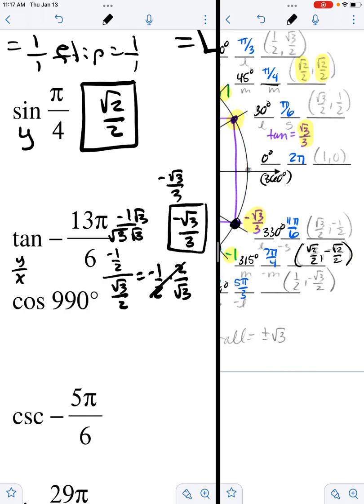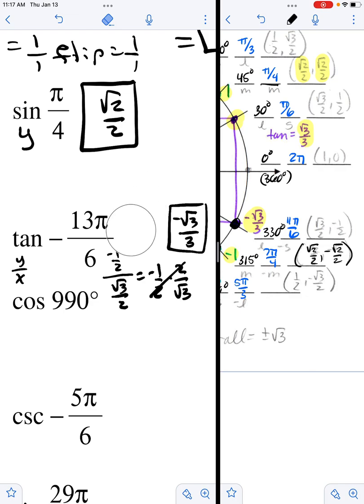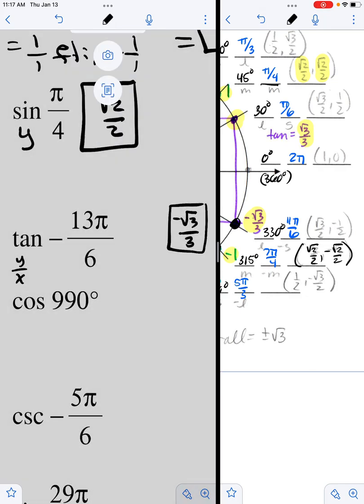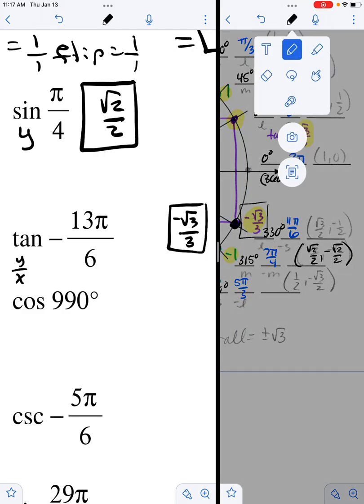So there's kind of a lot of steps involved, but again, I don't care if you use the tangent values that are already drawn in. So once you locate it, you can go ahead and use this tangent value that you see, the negative root 3 over 3.